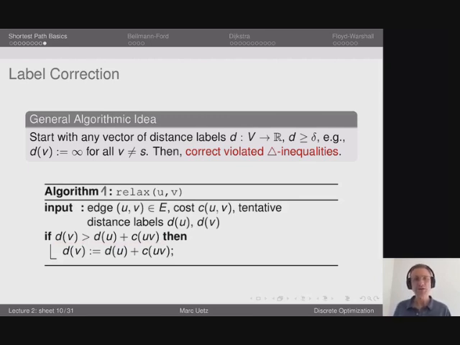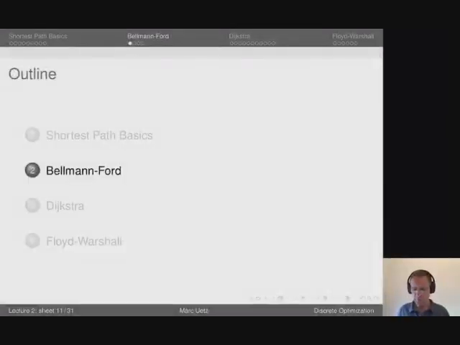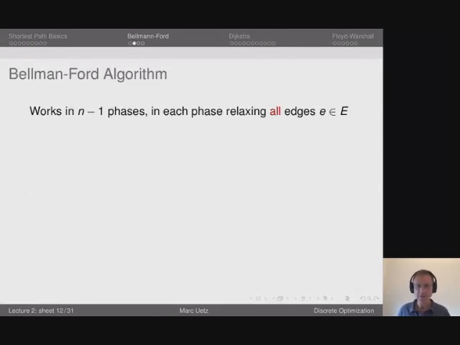So with this label correcting idea, or with this relax function, we can already build our first algorithm to compute shortest paths in arbitrary graphs. And that is the so-called Bellman and Ford algorithm. It's as simple as it could be. It works in n-1 so-called phases. And what do we do in each of these phases? We go over all the edges of the graph in an arbitrary but fixed order, say by their numbering. And we are considering the edges in this order and checking if we have to update the triangle inequality. And if we have to update or can update it, we do. Okay, so we are relaxing all the edges of the graph.